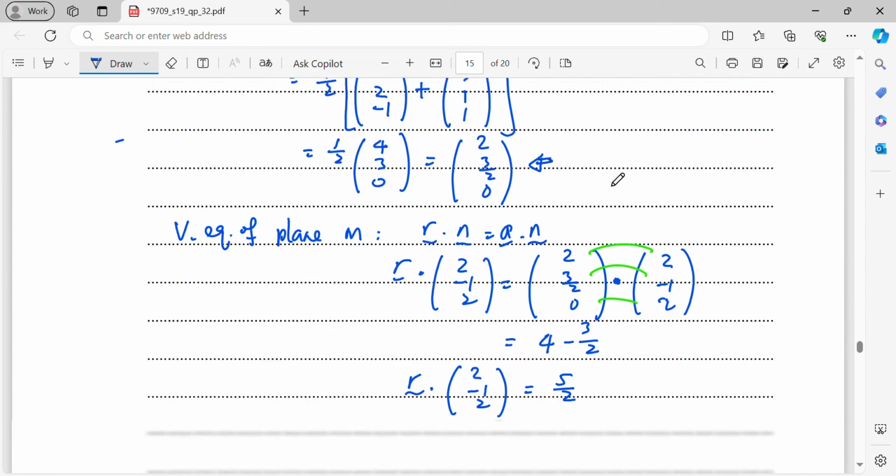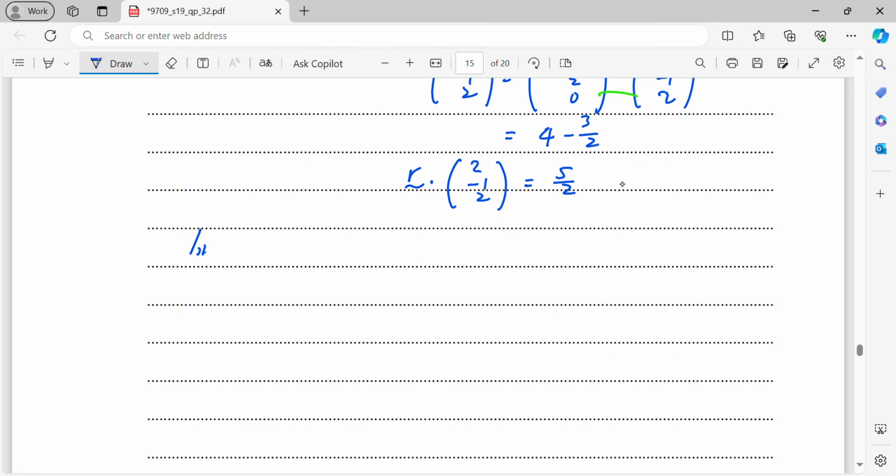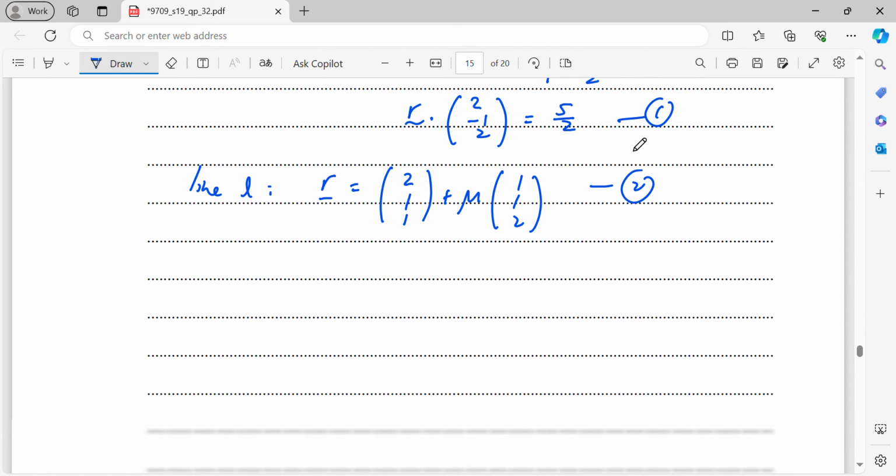So now, line L, r equals (2, 1, 1) from the previous question, plus mu (1, 1, 2). So for the intersection, just substitute the second into the first equation. So now I will just write the second into the first to get the intersection point. Then at the same time, I combine these two vectors.